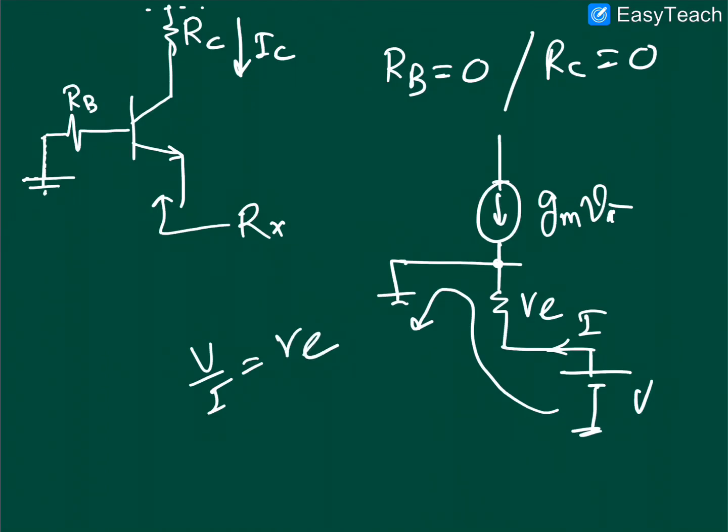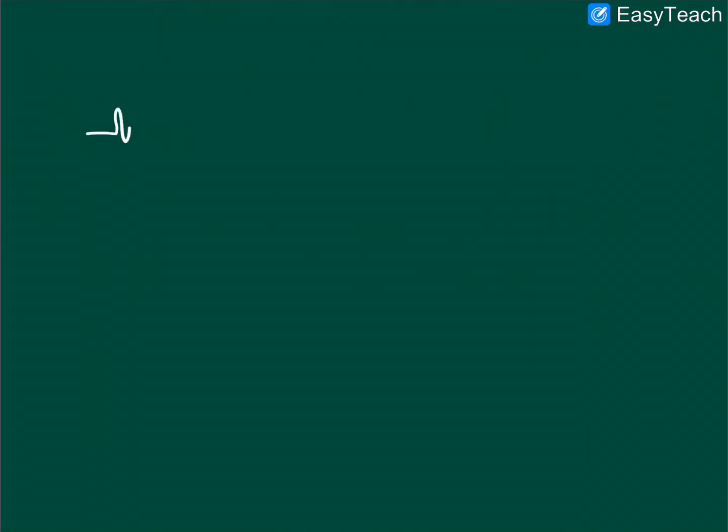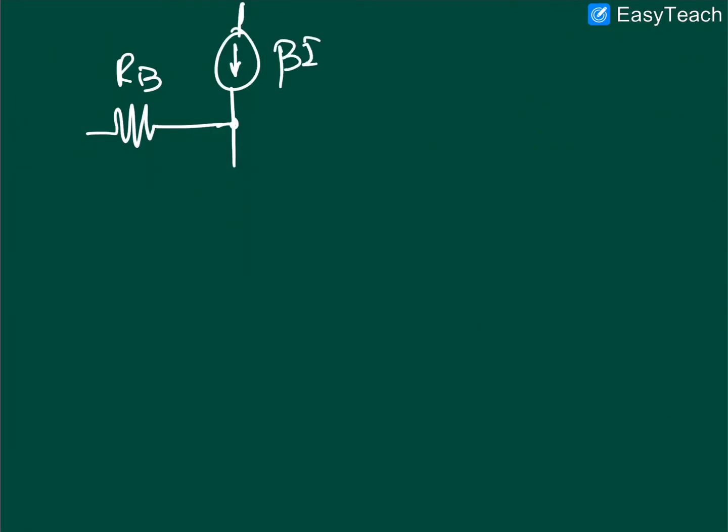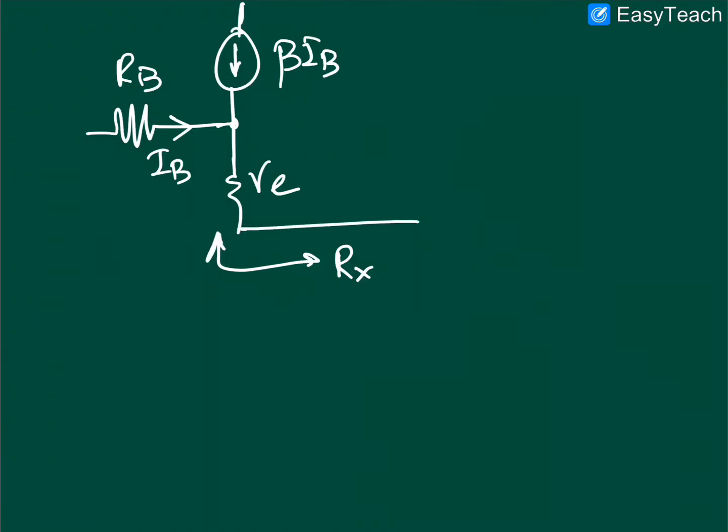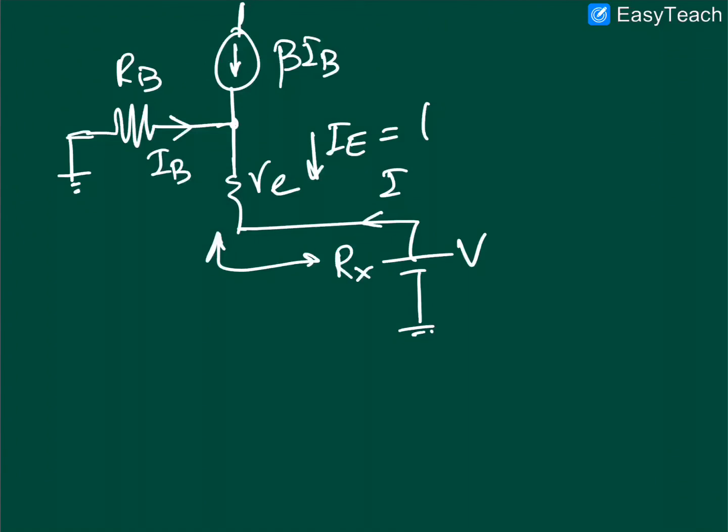It's simple. Now introduce the RB. So this is RB and you have this current source, let us assume this is beta IB because the current IB is flowing, and you have RE resistance. So this resistance is Rx. Now you apply an external voltage source and measure the current I. The applied voltage is V, and the input side is grounded. So what is the current through RE? That is IE, which is basically equal to (beta plus 1) IB, right?